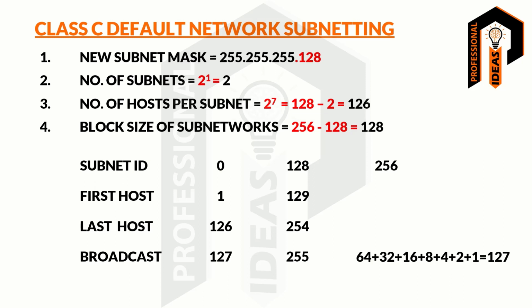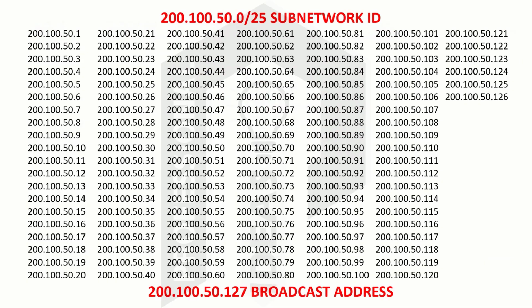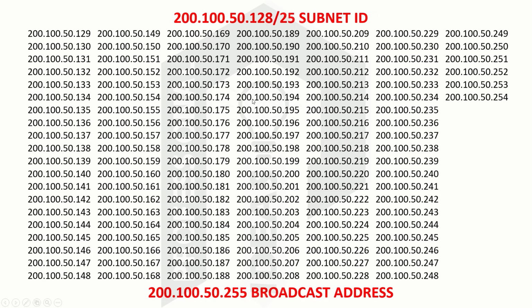We can write complete subnetwork values with the help of the generated table. So for the subnet ID of 200.100.50.0, the complete table with all valid host IDs will be, and for the subnet ID of 200.100.50.128, the complete table with all valid host IDs will be.